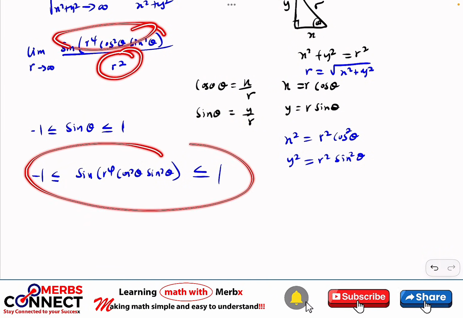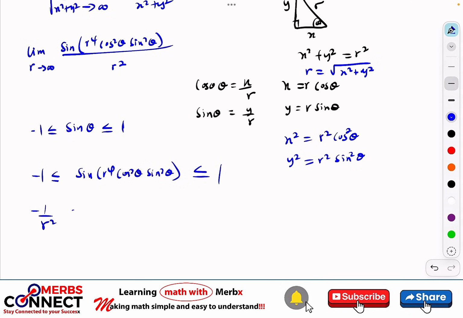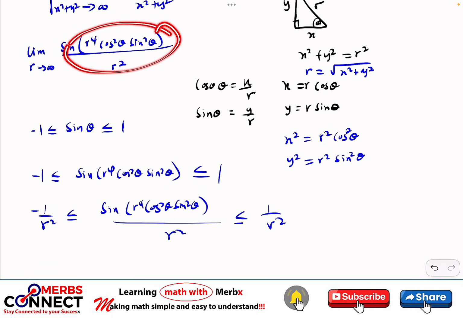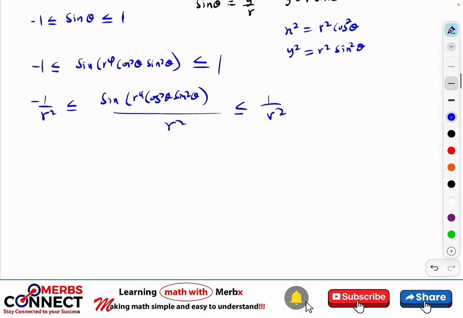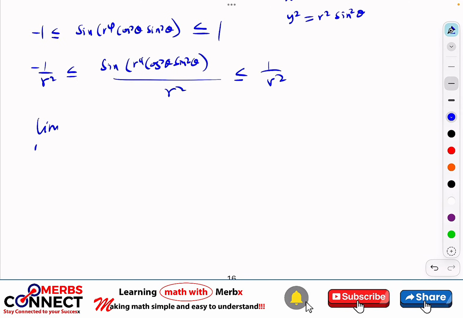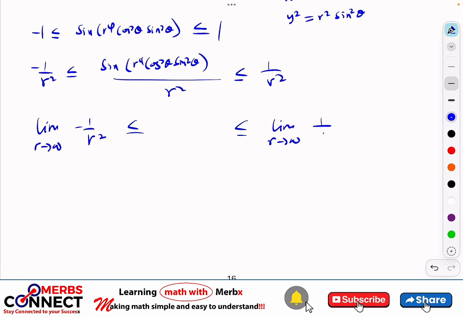So I need to divide through by r squared, and I'm going to have minus 1 over r squared less than or equal to r to the power 4 cos squared theta sine squared theta divided by r squared less than 1 over r squared. So what I'm going to do is, I've gotten what is here, which is the same as this, but this is attached with limit as r is approaching infinity. So I'll do limit as r approaching infinity here, this one and this one. I don't want to write because I think the questions are a lot. So I'll just write this: r is approaching infinity, 1 over r squared.